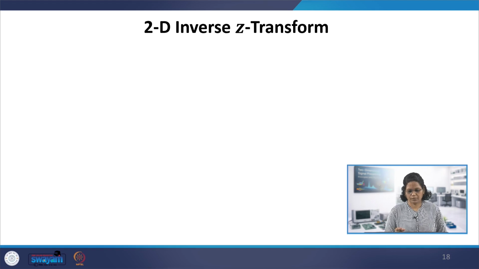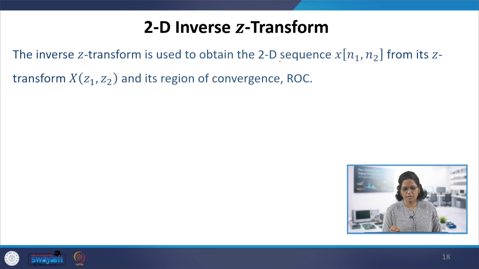Now coming to the inverse Z transform. We had seen some examples of getting the Z transform, and if it is separable, it's very easy to get the Z transform using the 1D Z transform. Now how do we get the sequence from the 2D Z transform? The inverse Z transform is obtained from X of z1 comma z2, and the sequence is obtained from its ROC.